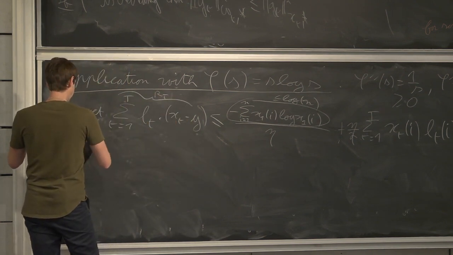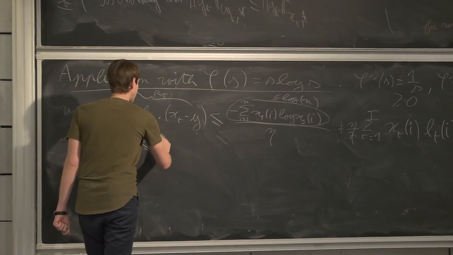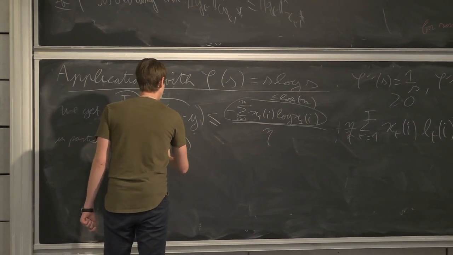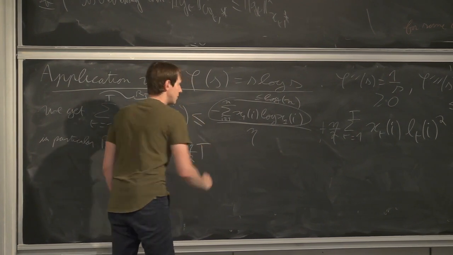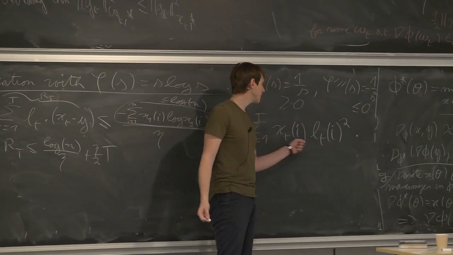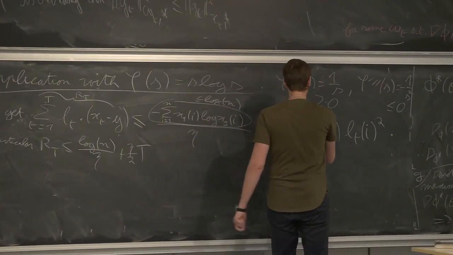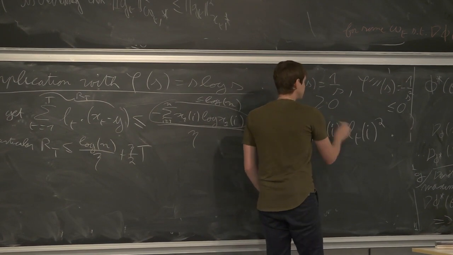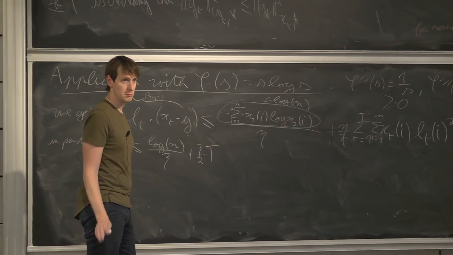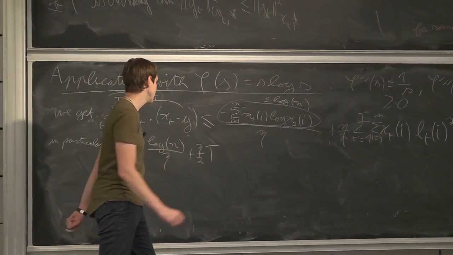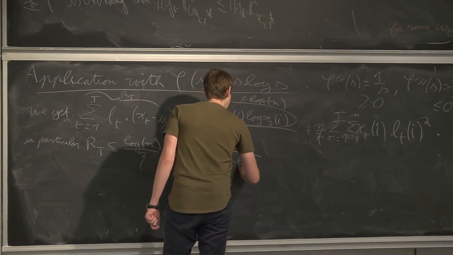In particular, RT is smaller than log n over eta plus eta over 2 T, right? This is in 0, 1. This is in 0, 1, and there was a sum over i. This is in 0, 1, and the sum for i equals 1 to n of the xti is 1. Okay, so this is bounded by like this, which if I optimize over eta, is square root of T over 2 times log n.